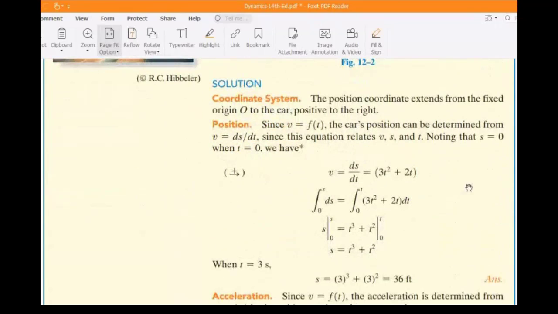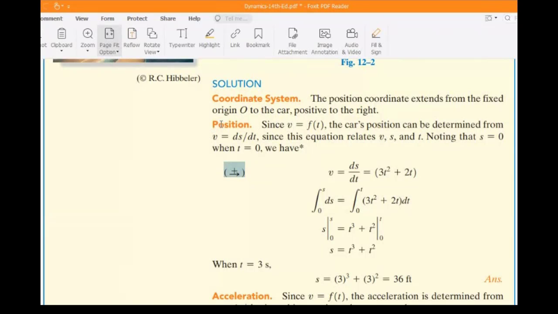If you see the fixed origin O to the car, positive to the right, they have considered the position coordinate extending from the fixed origin O to the car, positive to the right. So the right side we consider positive. Here another sign will tell you, like this sign. When you write this type of sign, we will understand that you are taking the right side as positive. Do you understand? Yes, sir. Okay.